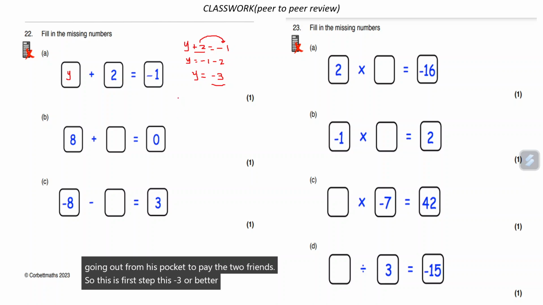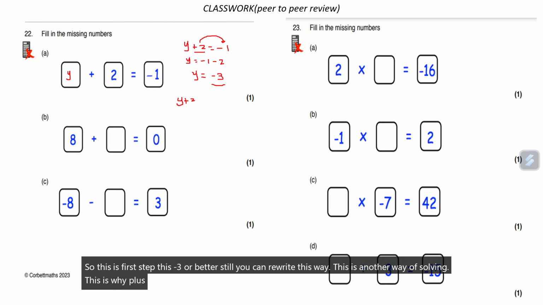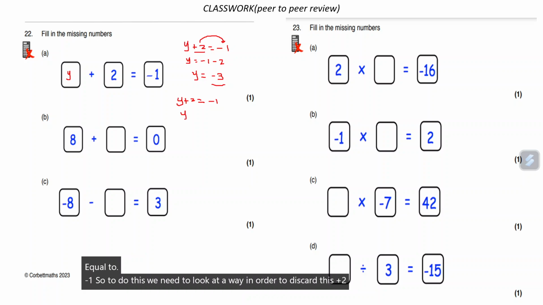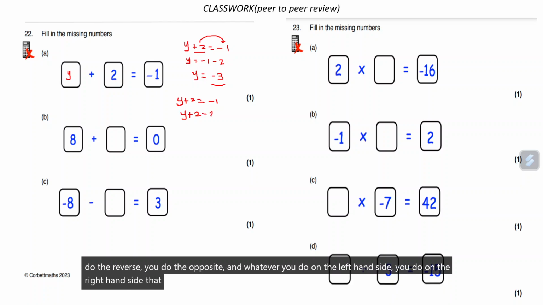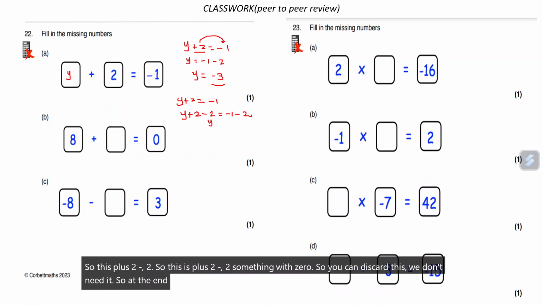Or better still, you can rewrite this way. This is another way of solving this. This is Y plus 2 equal to minus 1. So we need to look at a way in order to discard this plus 2. You do the reverse, you do the opposite. And whatever you do on the left-hand side, you do on the right-hand side. That will be minus 2 equal to minus 1 minus 2. So this plus 2 minus 2 is the same thing as 0. So you can discard this, we don't need it. So at the end of the day, we have Y is equal to minus 1 minus 2, which will give us minus 3.